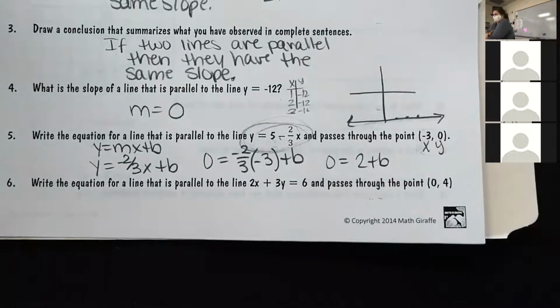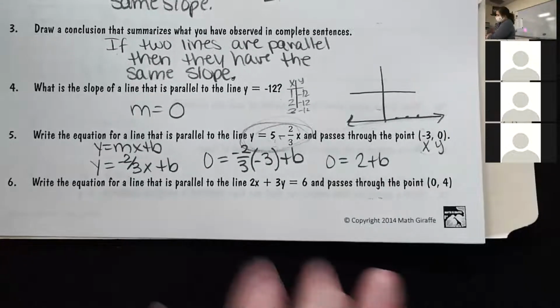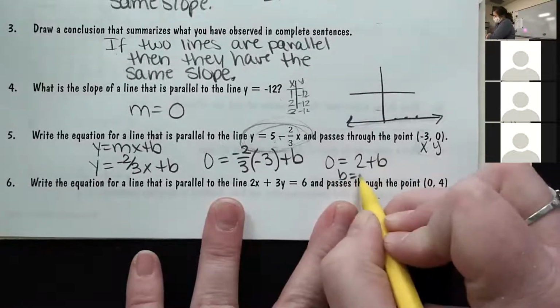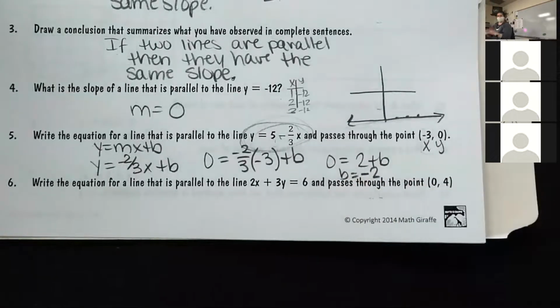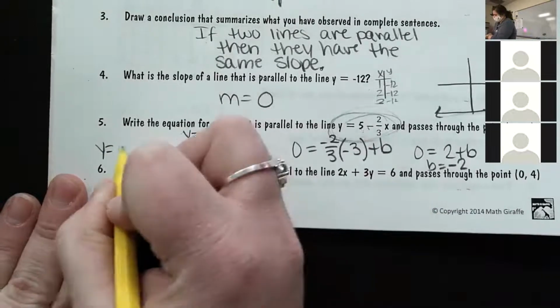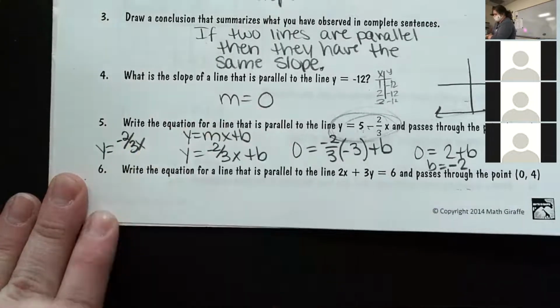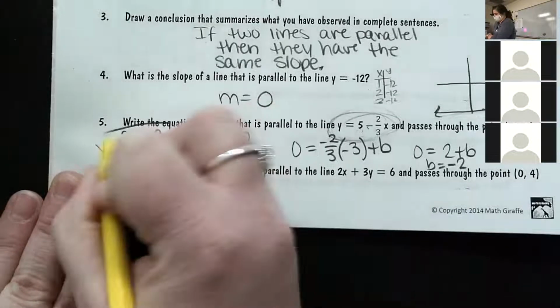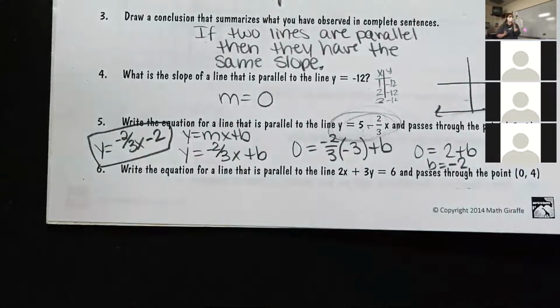How do I get b by itself? Subtract that 2 over, yep. So b is -2. I have my m, I have my b, write my equation. So I have y equals -2/3 x plus -2, or just -2. So you want that m from the equation they give you because they want it to be parallel. Then they give you that point, so you put that in for your x and y, and solve for b. Make sense? All right, let's try another one.